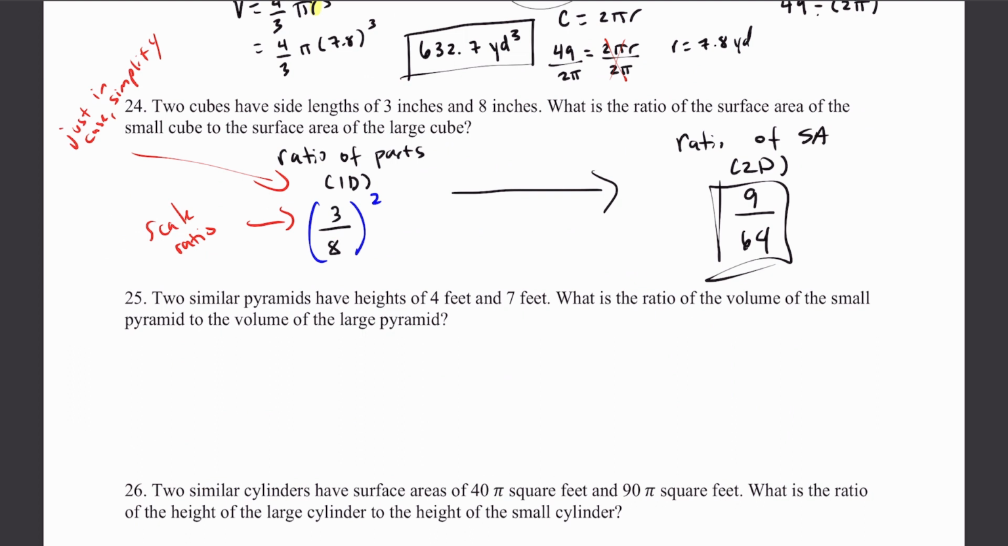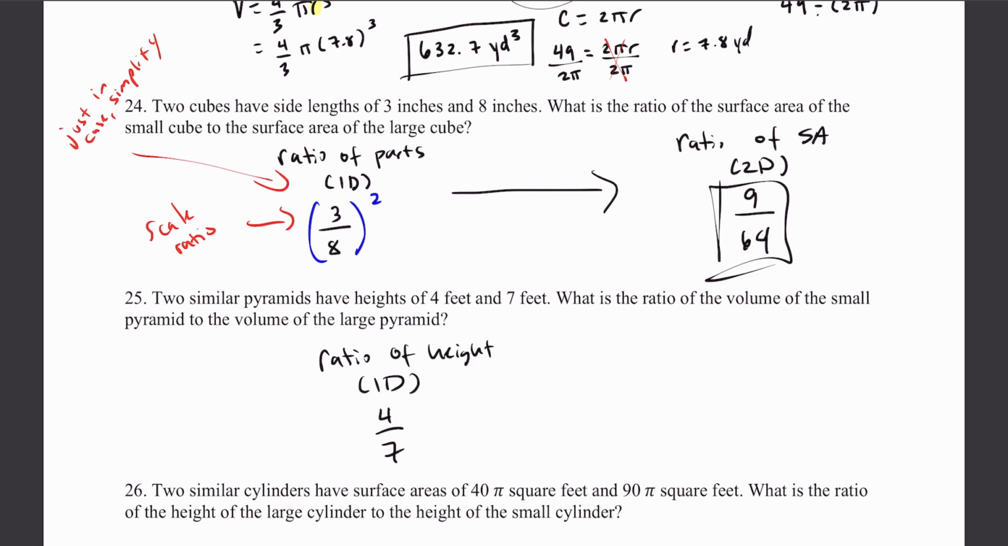Number 25. Two similar pyramids have heights of 4 feet and 7 feet. What is the ratio of the volume of the small pyramid to the volume of the large pyramid? Okay, so here are my parts. The ratio of the heights. What dimension is height in? 1 dimension. And I can see it's going from 4 to 7. Yes, so I'm right, 4 to 7.